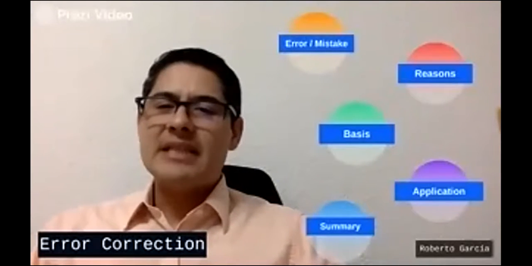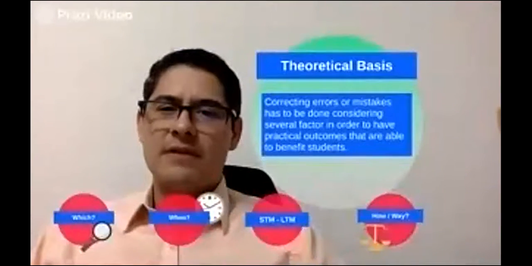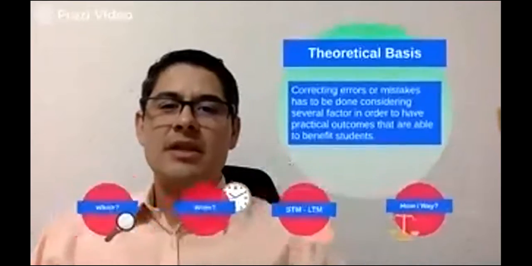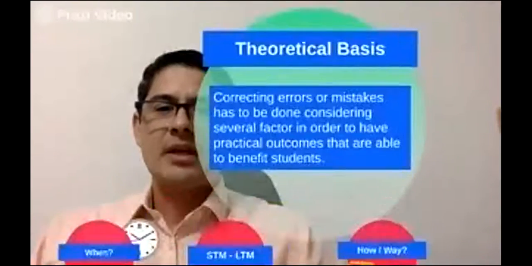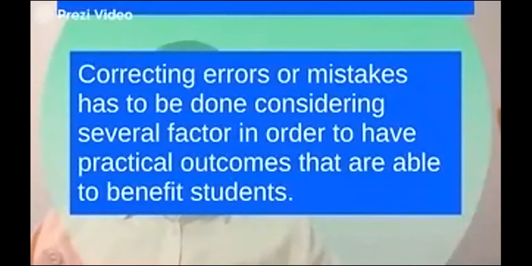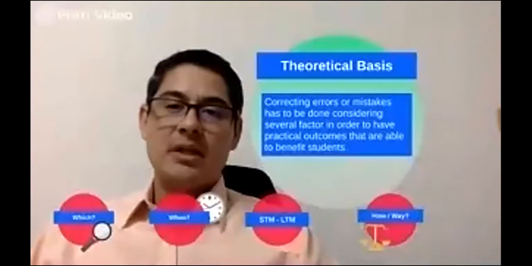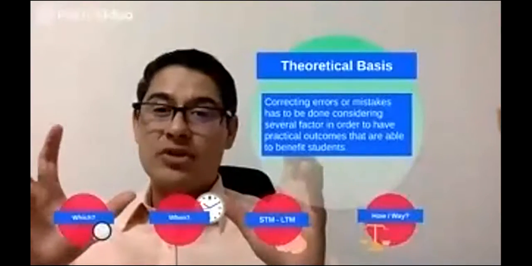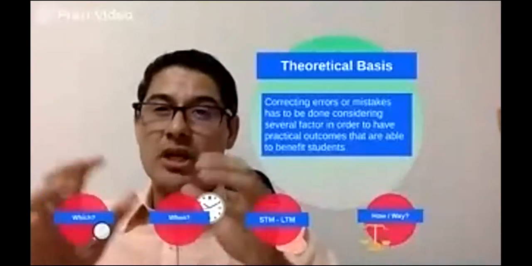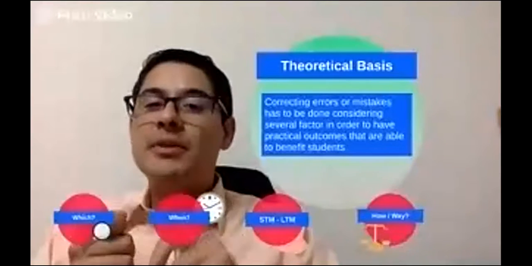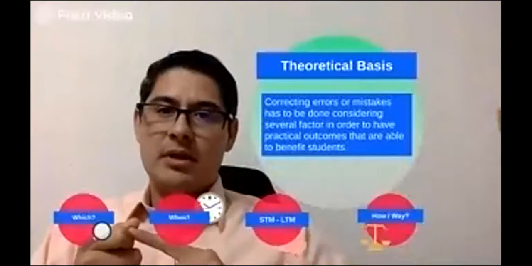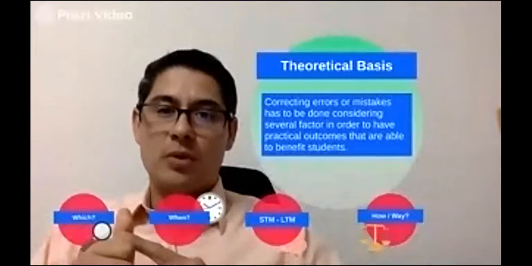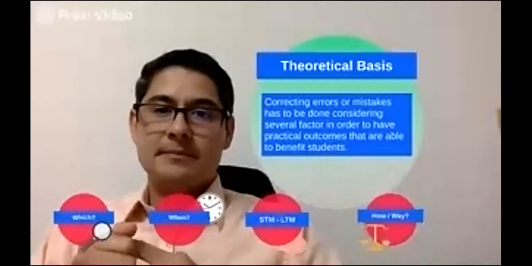Now, let's look at the basis or the foundation of all of this information we're studying. The theoretical basis. Correcting errors or mistakes has to be done considering several factors in order to have practical outcomes that are able to benefit students. One of the things you have to understand is that all of these corrections that we're talking about today are to help the student learn more. They are to help the student learn more by correcting.